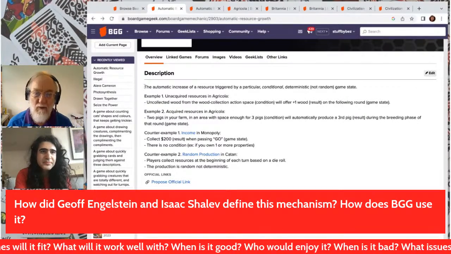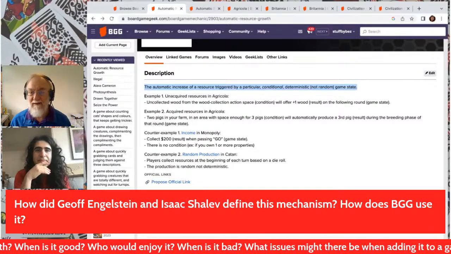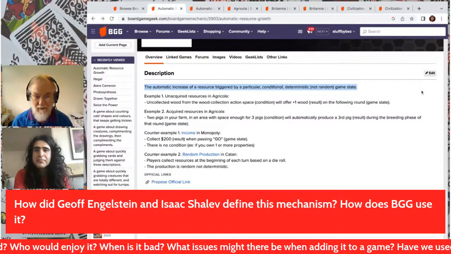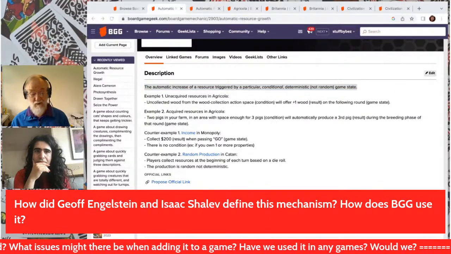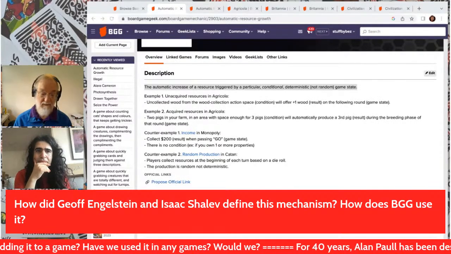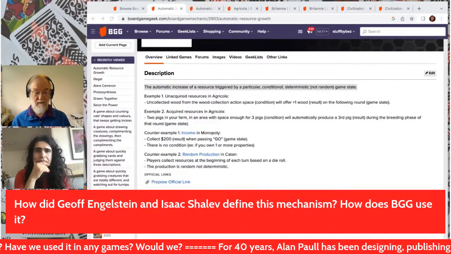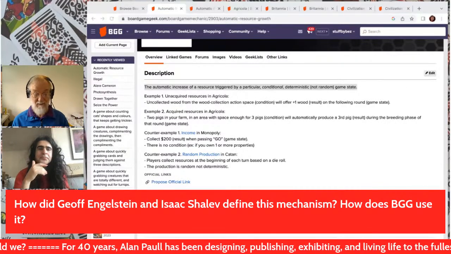It defines it as the automatic increase of resource triggered by a particular conditional, deterministic, not random game state. So the BGG definition doesn't even say resources held by a player. It's any resource, whereas the book definition is specifically resources held by a player.